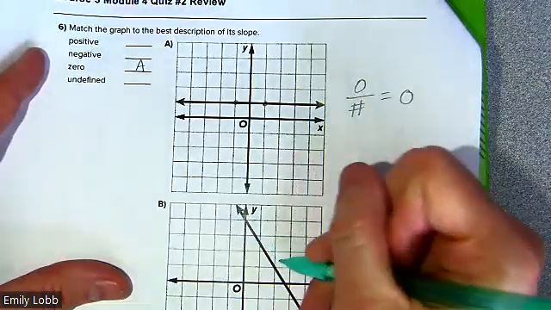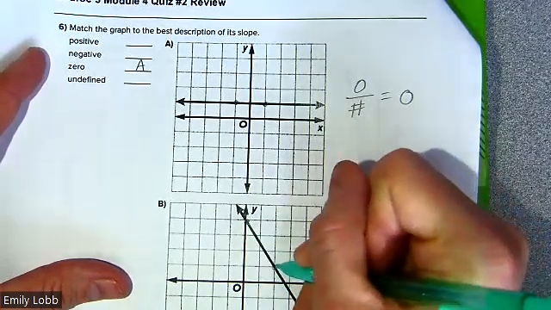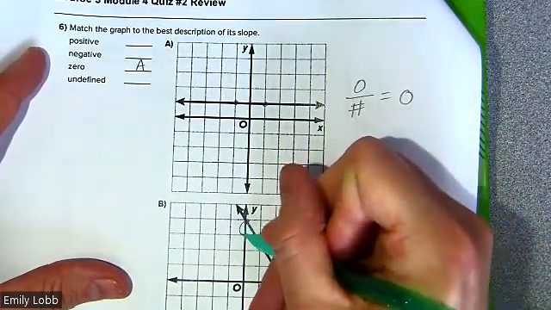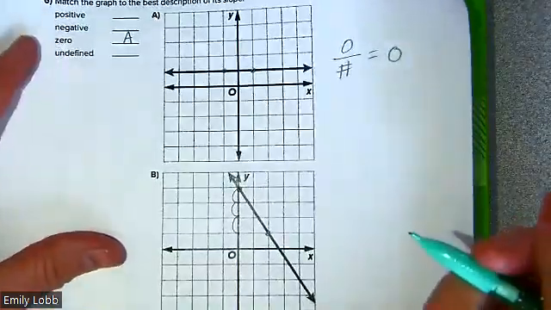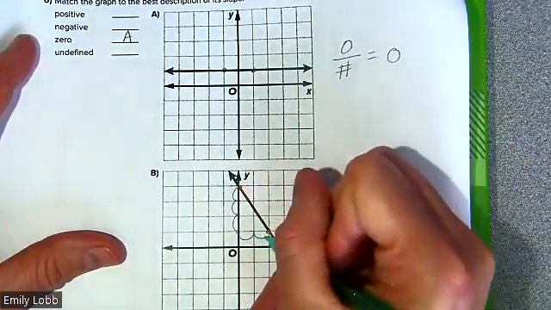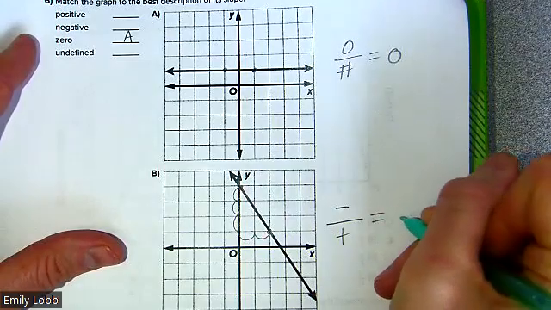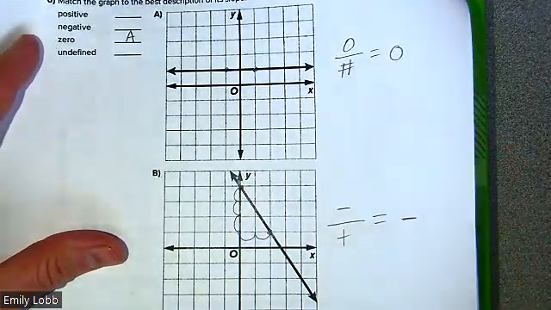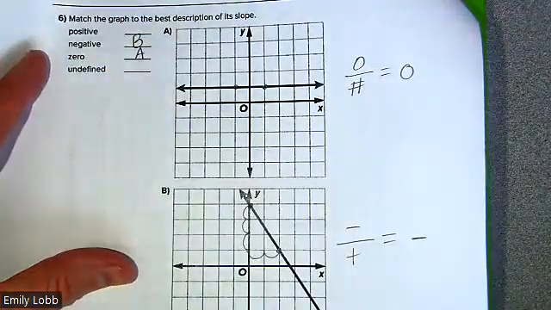Now, pick any other 2 points here. Let's say these 2. We have to go what direction? Down. Is down positive or negative? So a negative number divided by a positive number is going to be negative. So part B is a negative slope.